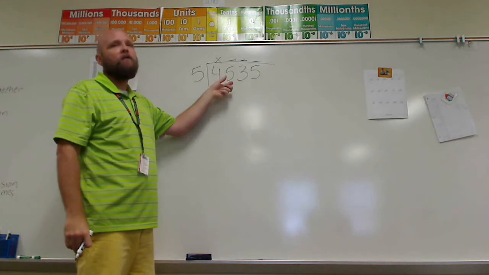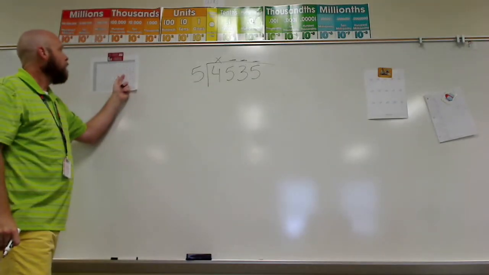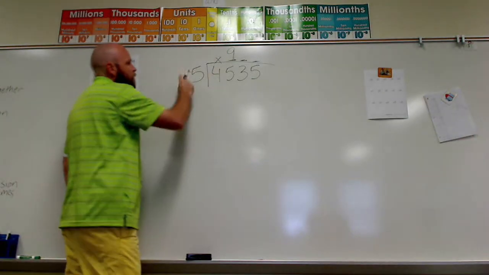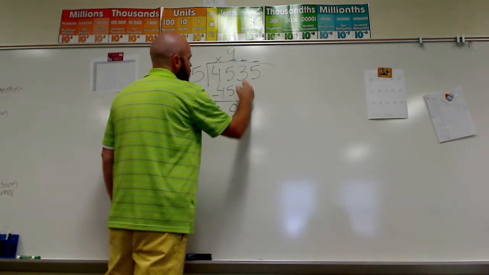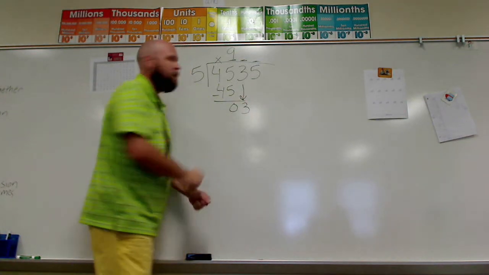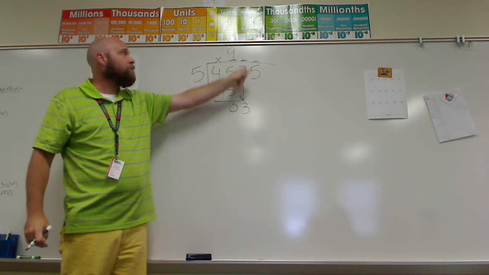Okay? So now if I divide 5 into 45, I can go to my multiplication chart, the row that starts with 5, I go over until I find the number closest to 45 without going over, and it is 45. I go to the top, and that tells me this part of my quotient is 9. 9 times 5 is 45. I subtract, I get a 0, and I bring down a 3.